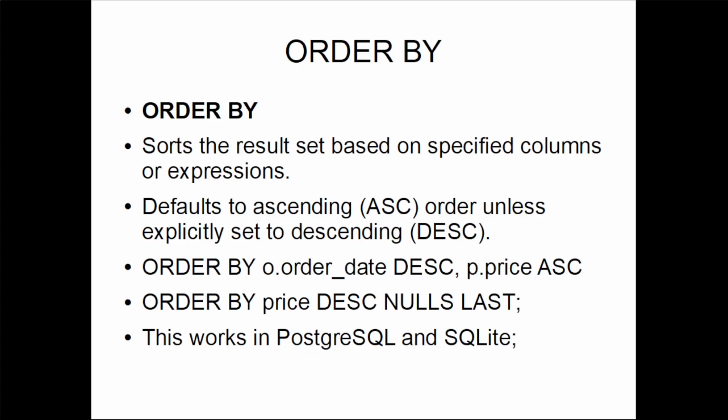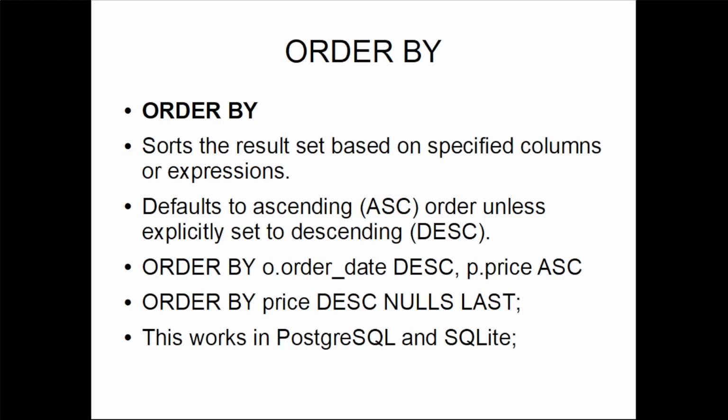The order by clause sorts the final result set based on one or more columns. By default, it sorts in ascending order, smallest to largest, but specifying descending reverses this. The order by clause operates on the result set after all filtering, grouping, and deduplication have been completed, ensuring that sorting is applied to the final output.